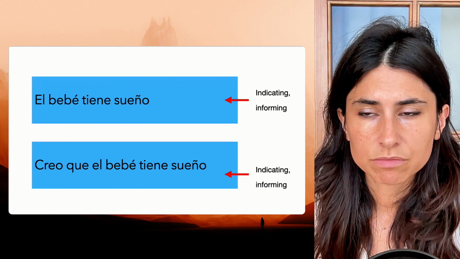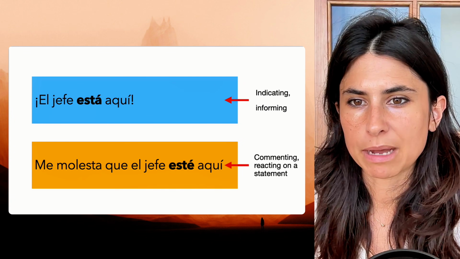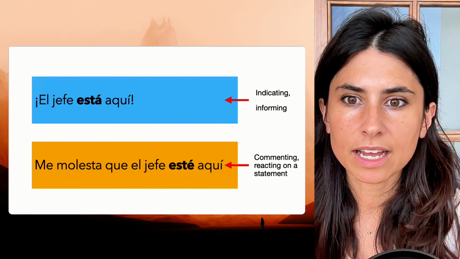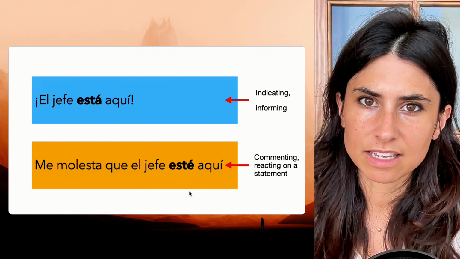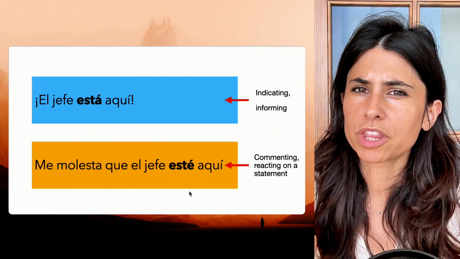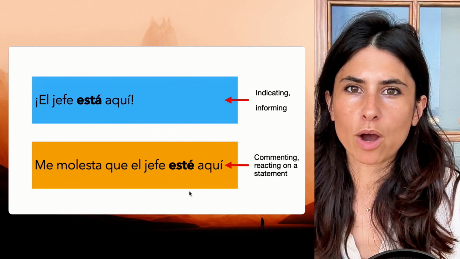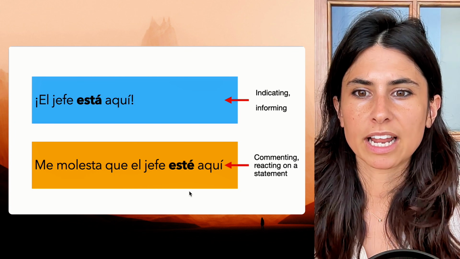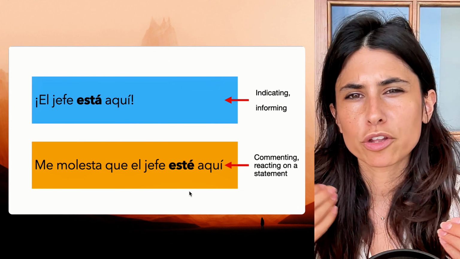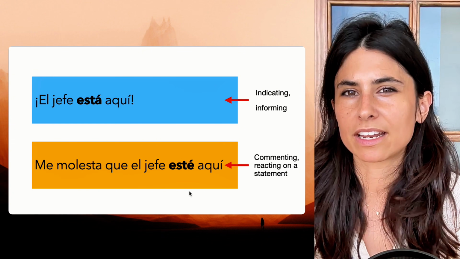Now, if an English speaker didn't use the subjuntivo, for example, in this sentence, and they said, me molesta que el jefe está aquí. The native speaker would understand, but they would think, oh, it's weird. You're like informing that the boss is here. You're saying it bothers me. And also the boss is here. It bothers me that, hey, the boss is here. It's more like that.